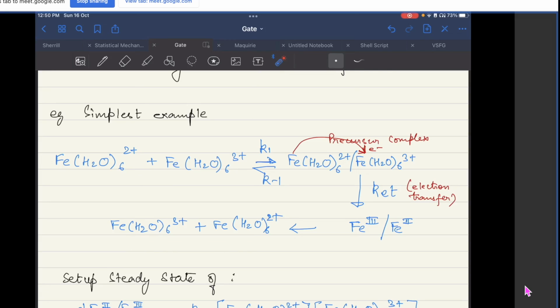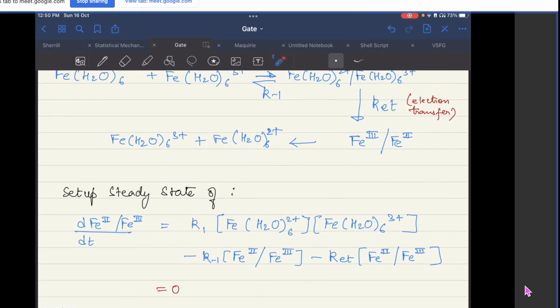My Fe2+ got oxidized to Fe3+, and similarly my ferric got reduced to ferrous. Now I need to find the rate of this electron transfer. So I can write my precursor complex like this, Fe2+/Fe3+, and this is the rate.